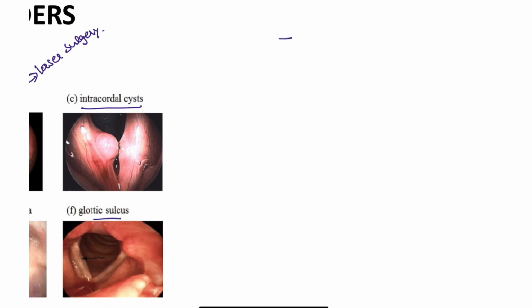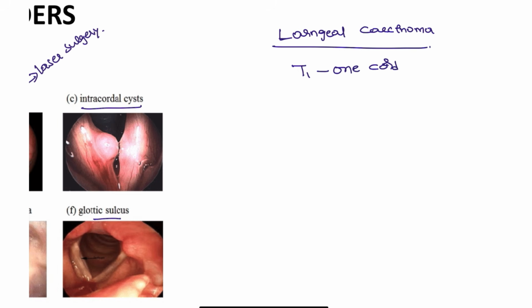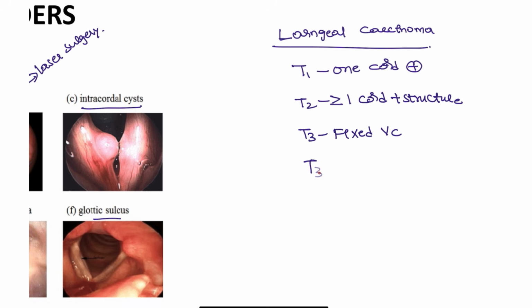Next, laryngeal carcinoma. Laryngeal carcinoma stages are important. TNM stage T1, only one vocal cord is involved. T2, more than one cord plus other structures are involved. T3, fixed vocal cords, so there is no movement. Next, T4 is the extensive stage. For this patient it will be beyond the thyroid cartilage.